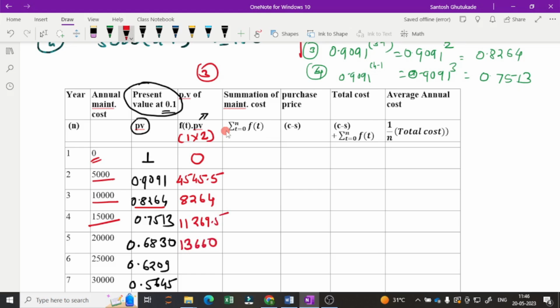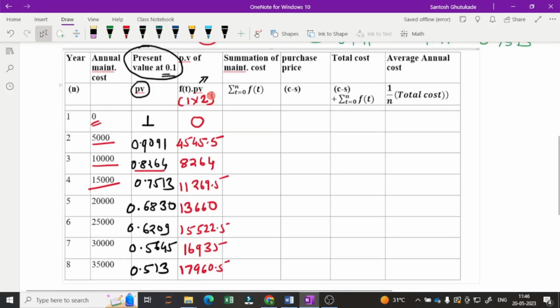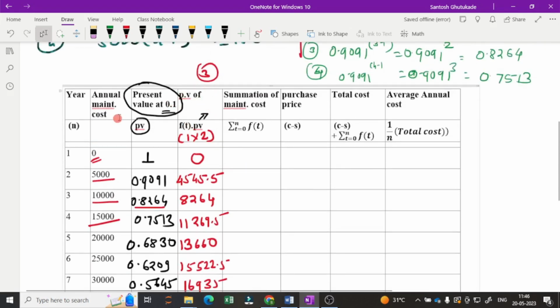Now for the 6th year it will be 15,522.5, then for the next 1609.35, and for year number 8, that is 17,960.5. So this is the present value in column number 3, that is, the maintenance cost into the present value with the discount rate.